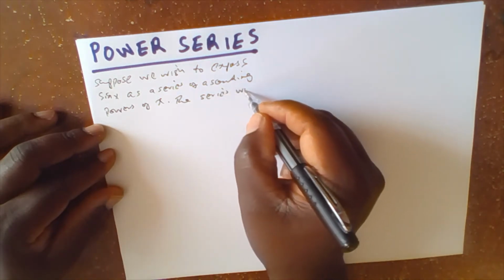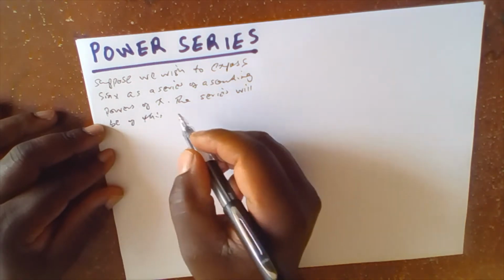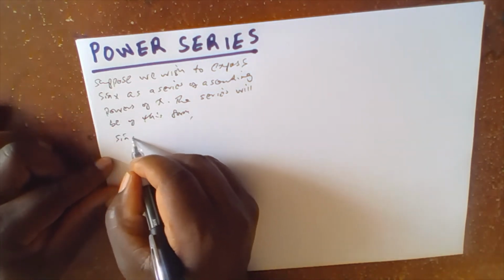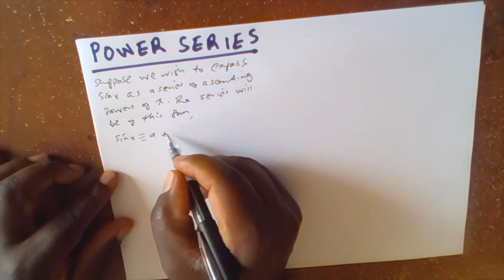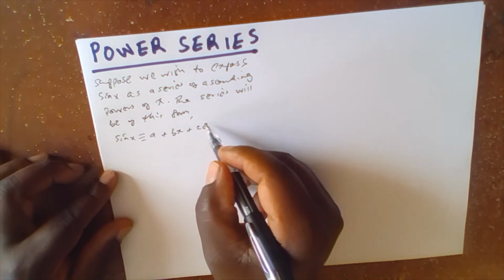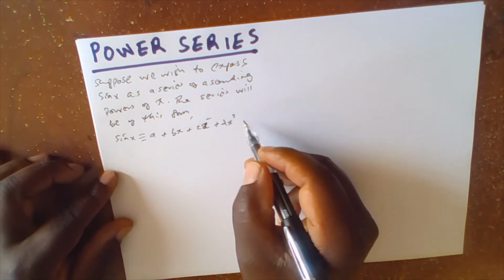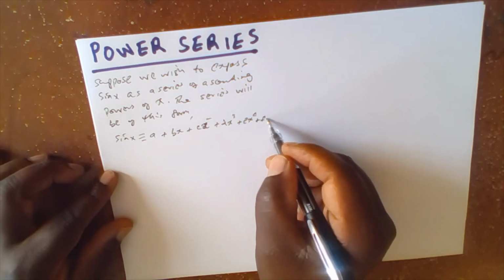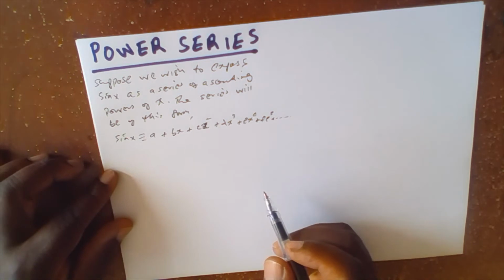The series will be of this form: sin x is equivalent to a plus bx plus cx squared plus dx cubed plus ex raised to 4 plus fx raised to 5. It continues like that.